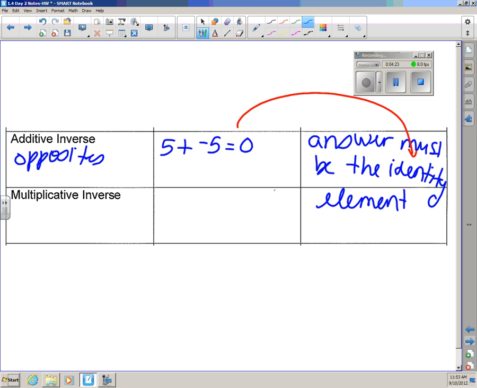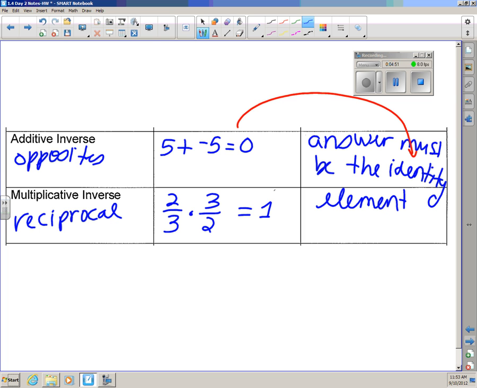Multiplicative inverses, you need to get to the identity. You have to find two things that are going to multiply to give you a 1. Let's talk about a fraction in this case. Let's say I had 2/3. Well, 2/3 multiplied by 3/2, its reciprocal, equals 1. So when you multiply by a number's reciprocal, that's what gets you back to the multiplicative identity. So reciprocals are multiplicative inverses of one another, and opposites are additive inverses of one another.